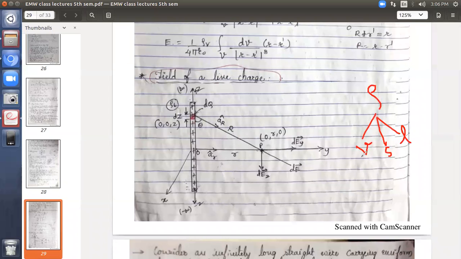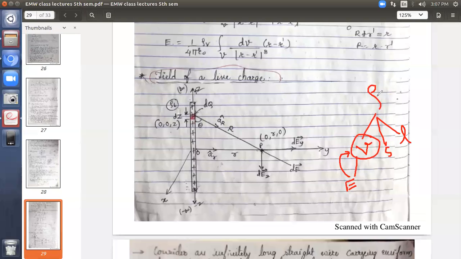Okay. In the previous sessions, we have seen how to derive or how to find the electric field intensity expression in case of volume charge distribution. When you have a volume charge distribution over a certain field, then what is the electric field intensity?